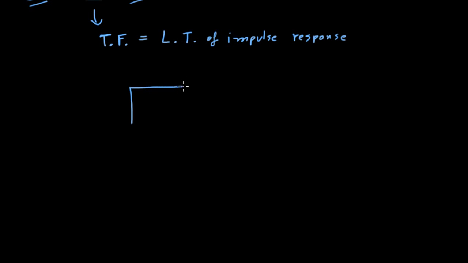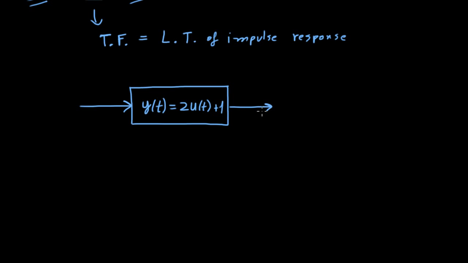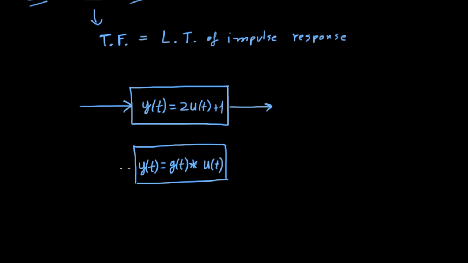Let's think of a system whose output is given, for example, by this rule. The output y(t) is just 2 times the input u(t) plus 1. Okay, this is a static system. And we can think of a dynamic system, which is defined, and this is an external definition, by the convolution, we already know that, of the impulse response and the input.